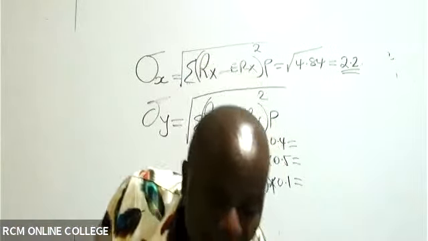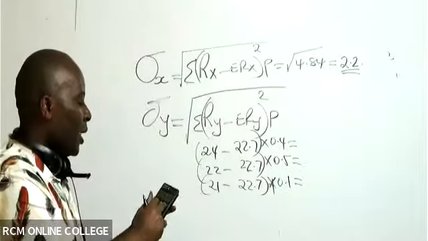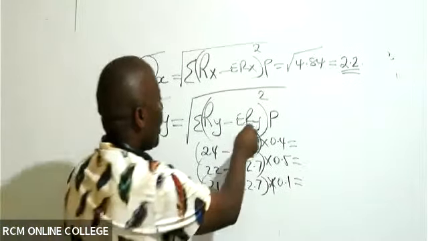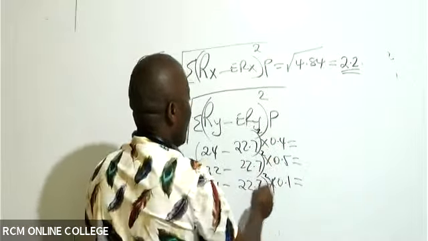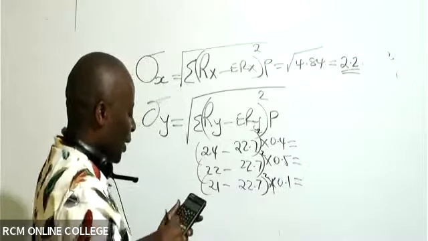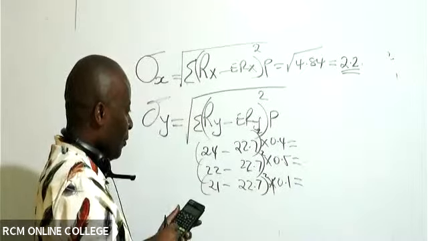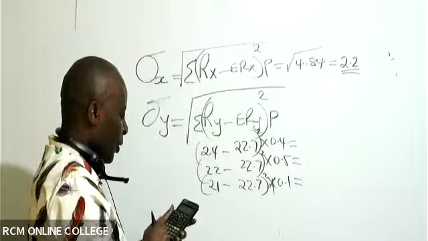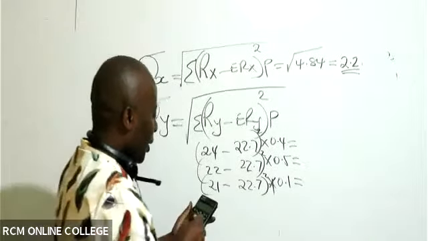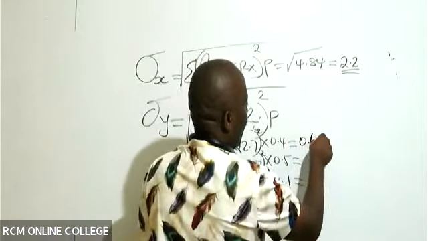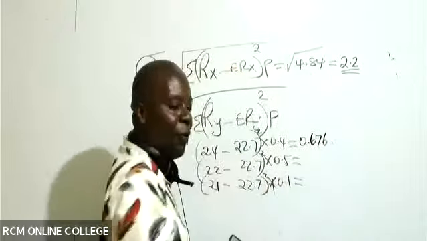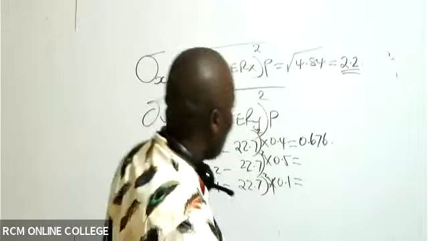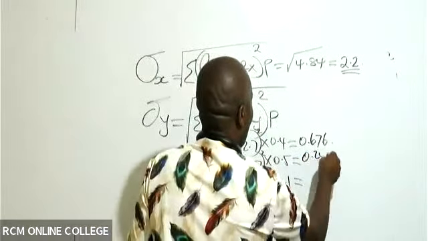So this is where I will do it in my calculator. You simply say open brackets 24 minus 22.7, then you square, times 0.4. You get 0.676. Now I've set an example for you, so you should be able to get 0.245. So we have here 0.245.